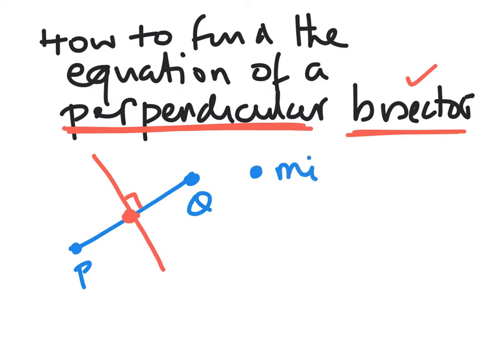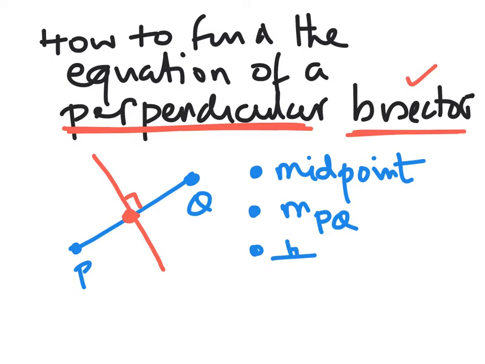First stage is we need to find the midpoint. Second stage is we need to find the gradient of PQ. Third stage is we need to find the perpendicular gradient. And then the fourth stage, we need to find y minus b equals m(x minus a).